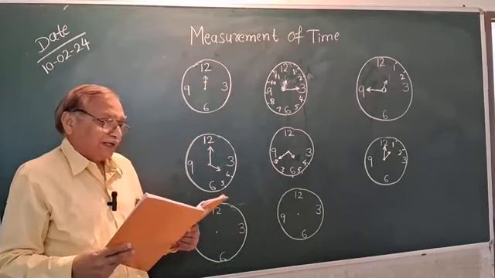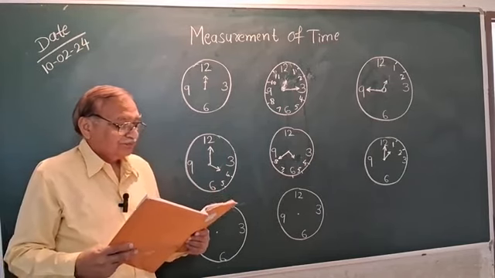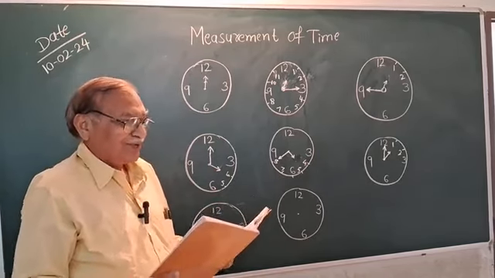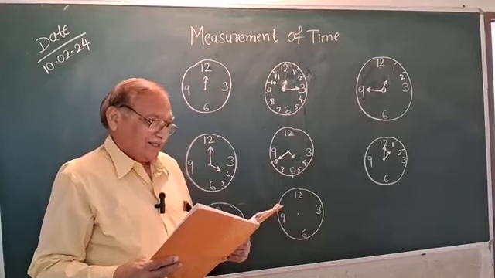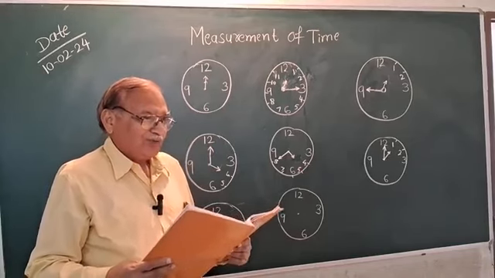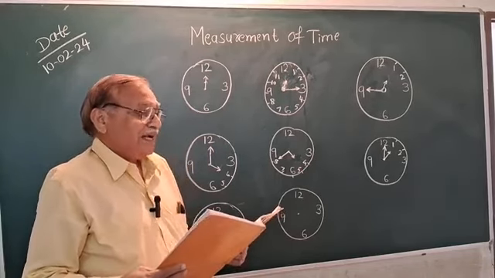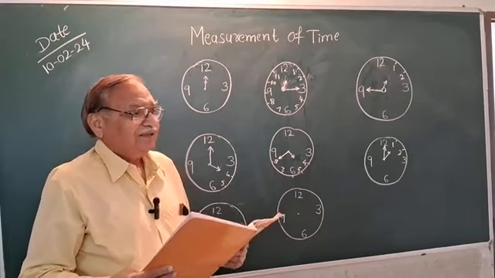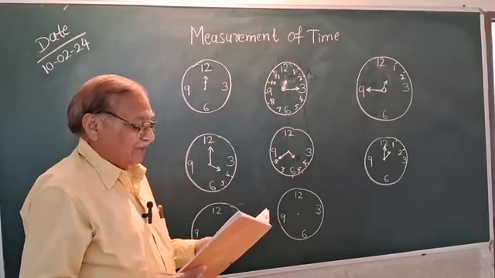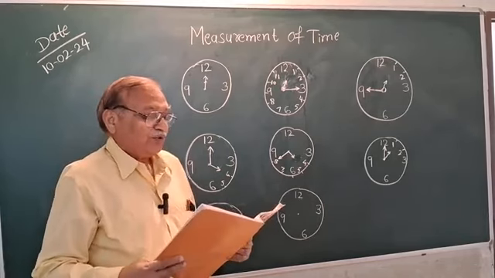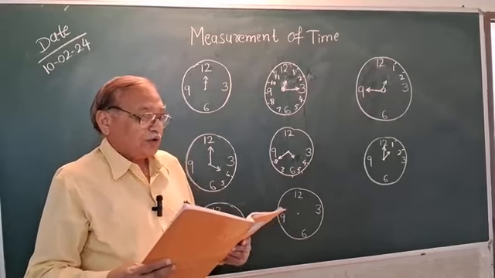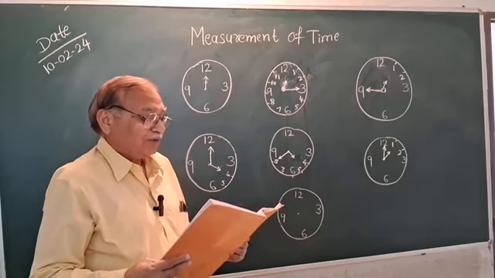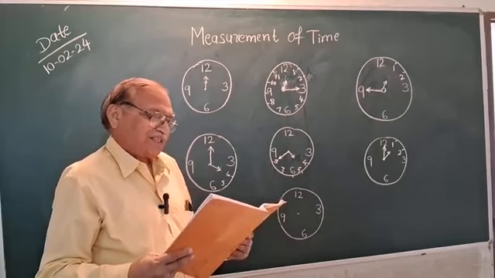When both are at 12, it is 12 o'clock. One hand is over the other. The small hand is down below and the big hand is the minute hand. The big hand is the minute hand and the small hand is the hour hand. When they are overlapping each other on the 12, it is exactly 12 o'clock.